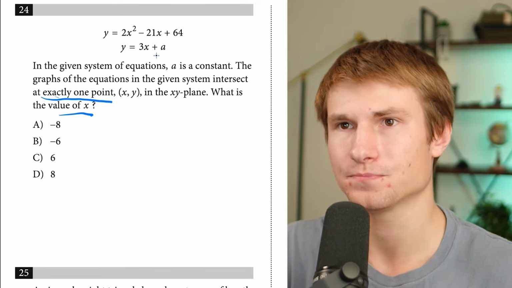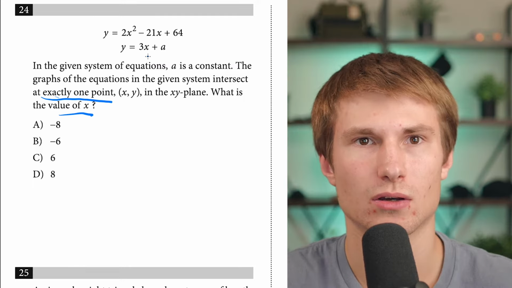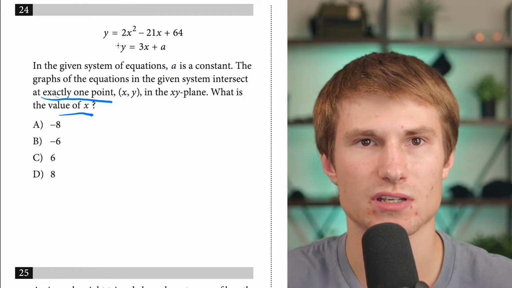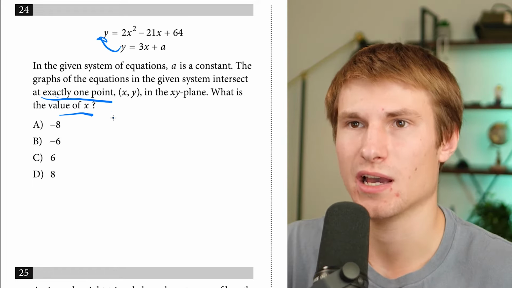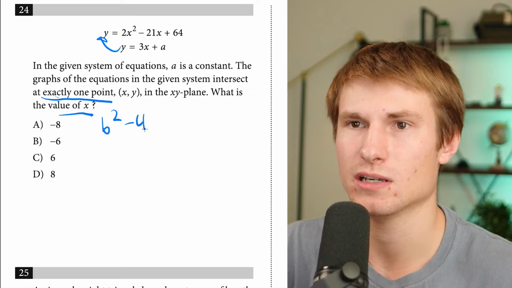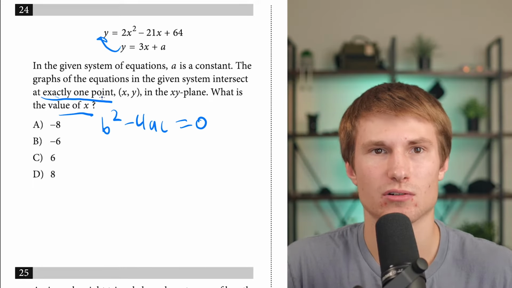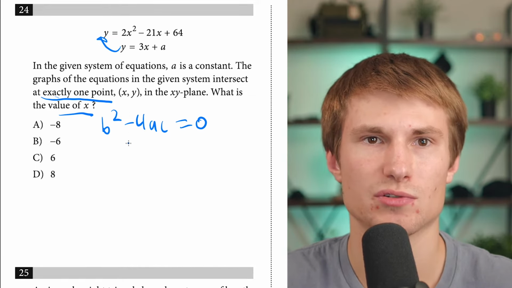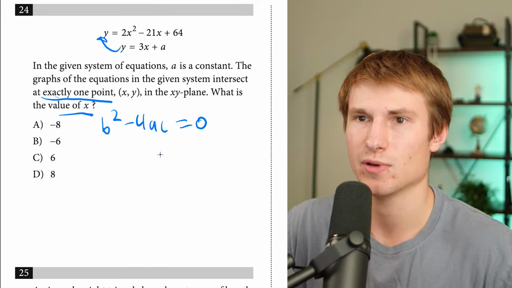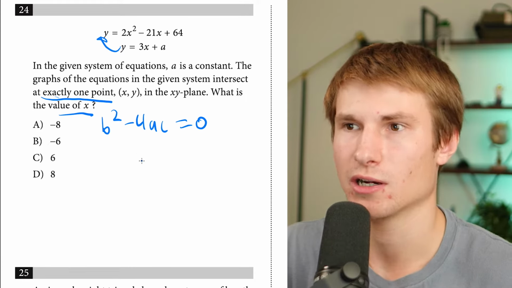All right, well, in order for these to intersect at exactly 1 point, what we can do is substitute in this y up here for that 3x plus a, and then we'll use b squared minus 4ac. If that value is equal to 0, then that means that there is going to be exactly one real solution. Now, keep in mind that you can only use b squared minus 4ac once you have a quadratic that is set equal to 0. So let's go ahead and get a quadratic that is set equal to 0.